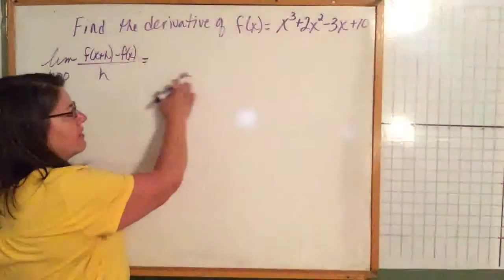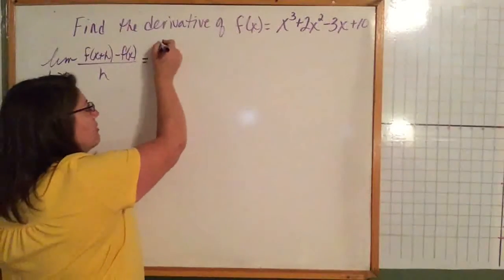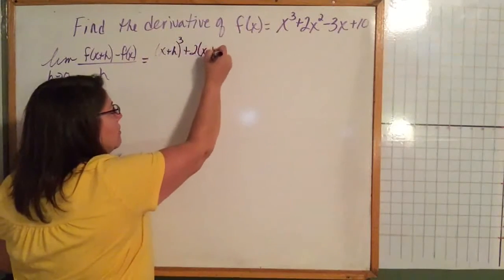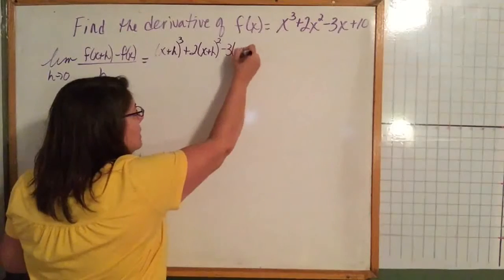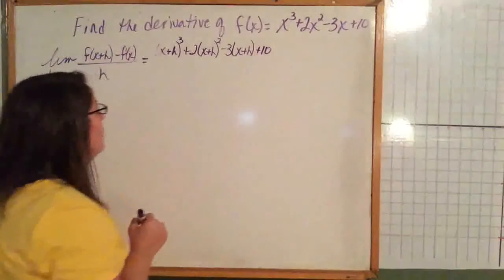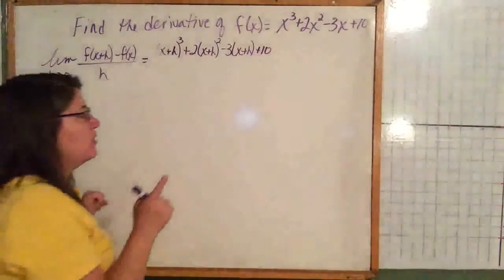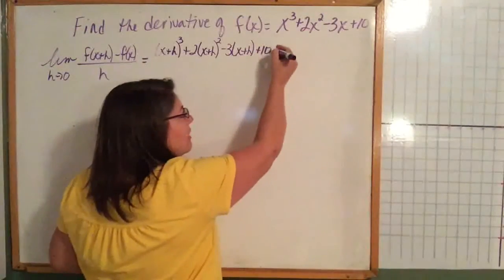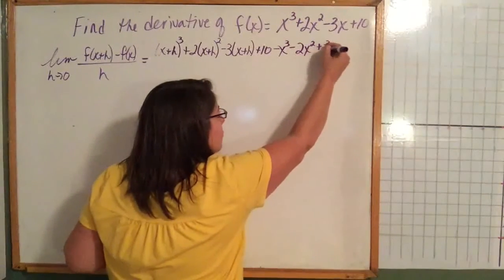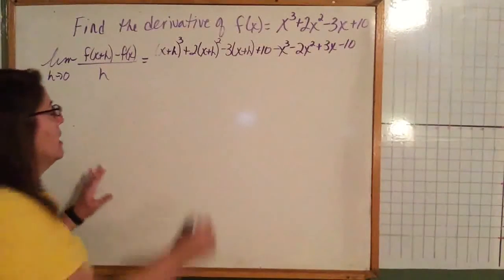I'm not going to write the limit as h approaches 0 again, just to save me some room. So I'm going to plug x plus h in for every x there. So (x plus h) cubed plus 2 times (x plus h) squared minus 3 times (x plus h) plus 10. Then I'm going to subtract the f of x function. Well, I'm going to go ahead and distribute my minus sign right off the bat. That'll save me a little bit of time. So that's minus x cubed minus 2x squared plus 3x minus 10. So that'll save us a little bit of time if we go ahead and do that now.